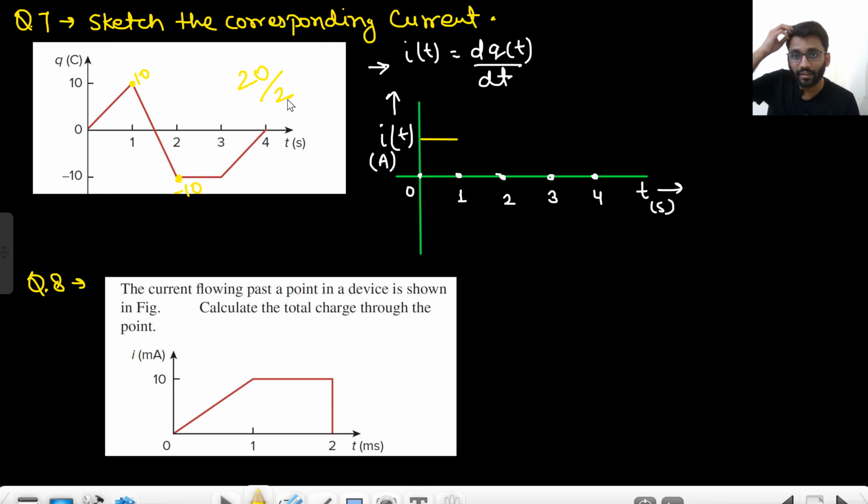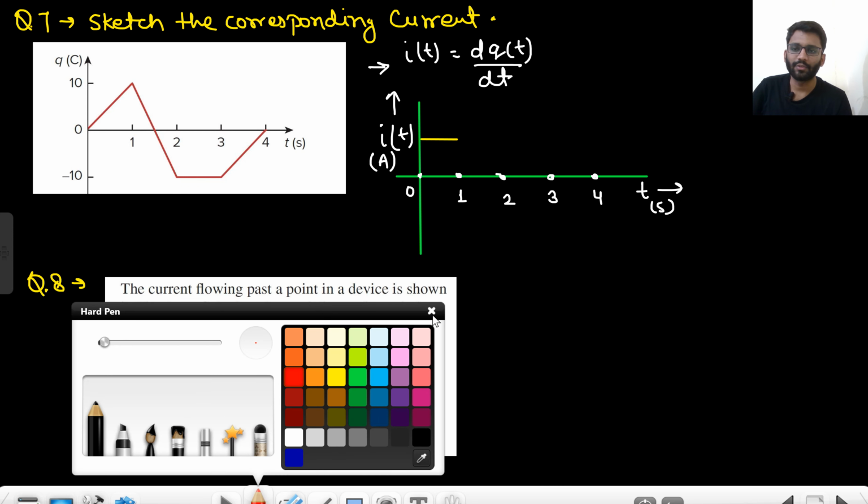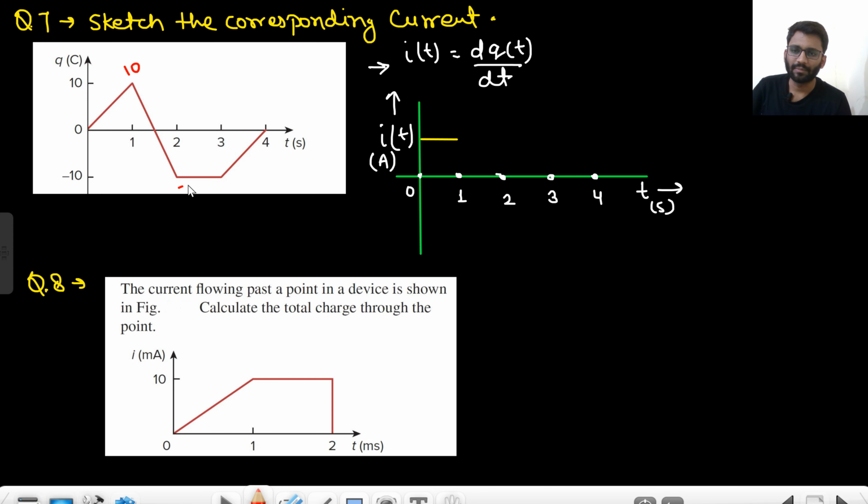Sorry, 20 by 1. Time span is 1 only, na? 2 minus 1, 1. So 20 by 1. That means minus 20 ampere. I hope you have understood it. This is 10, this is minus 10. So 10 minus 10, 20. 20 by 2, 20 by 1. Sorry, 20 by 1. That means it is 20 ampere.